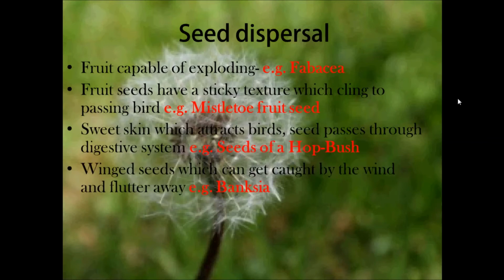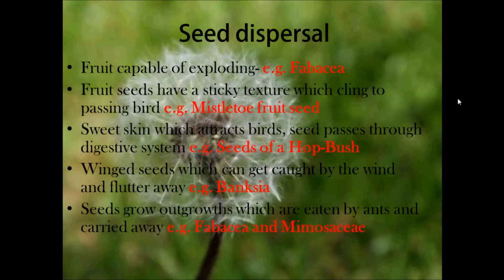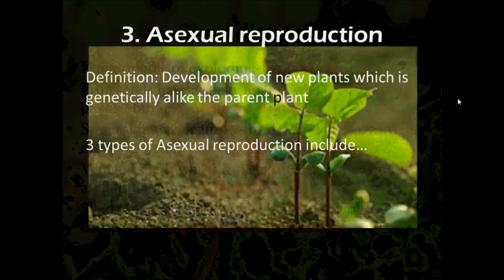The seeds of a hot bush have a sweet skin which attracts birds. The seed passes through the digestive system. Banksia, an Australian shrub, has winged seeds which get caught by the wind and flutter across a long distance. The fruit seeds of Fabaceae and Mimosaceae grow outgrowths which are eaten by ants and carried away.